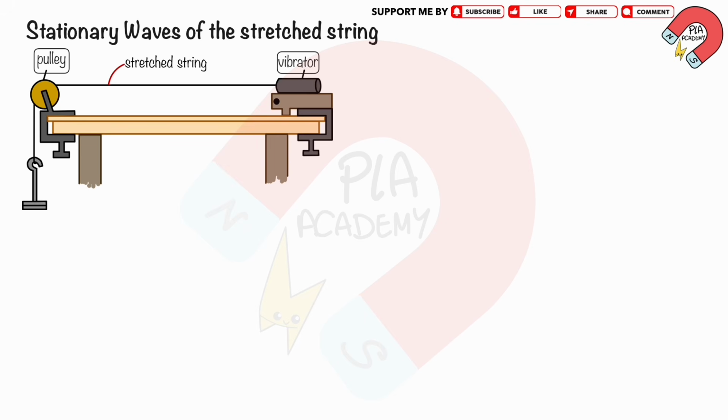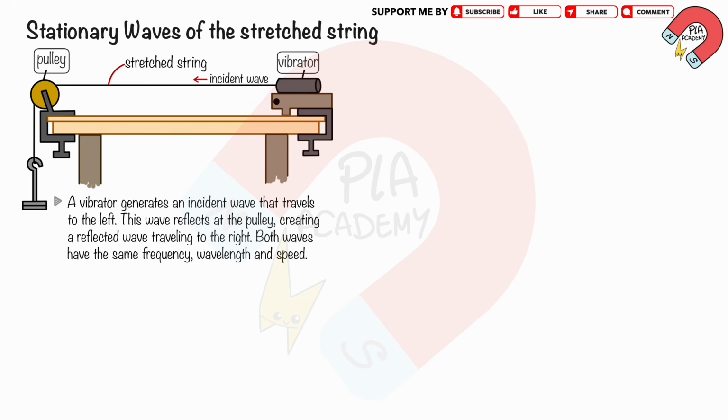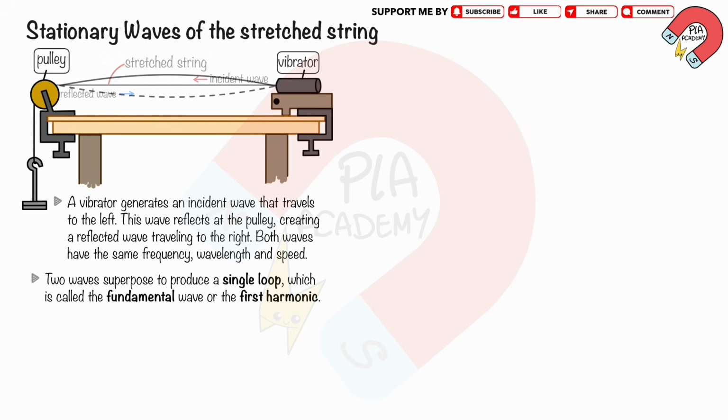Stationary wave on a stretched string. A vibrator generates an incident wave that travels to the left. This wave reflects at the pulley, creating a reflected wave traveling to the right. The incident and reflected waves have the same frequency, wavelength, and speed. These two waves superpose to produce a standing wave.